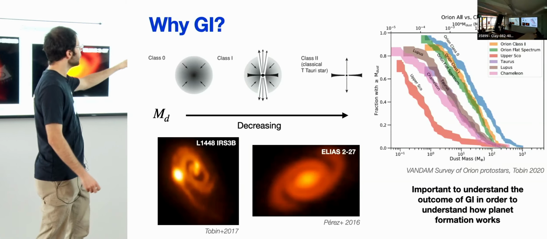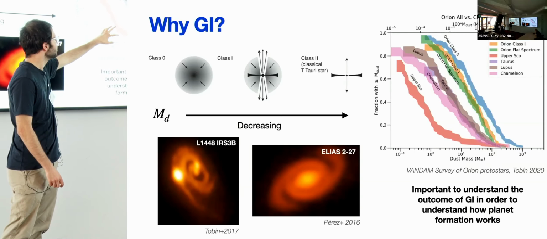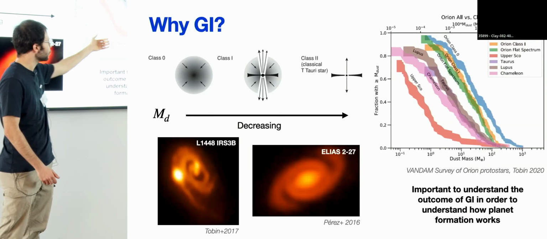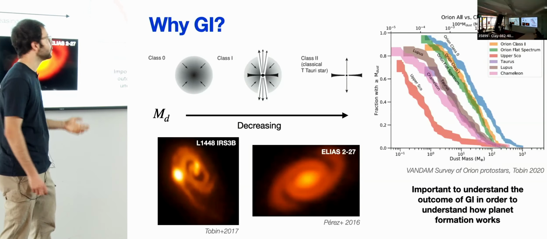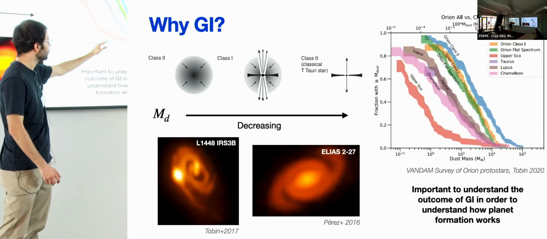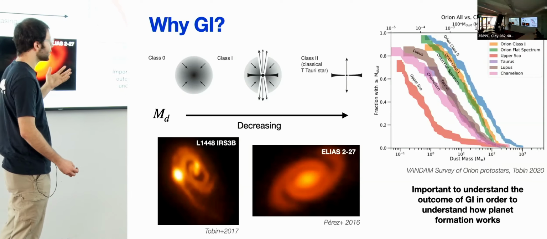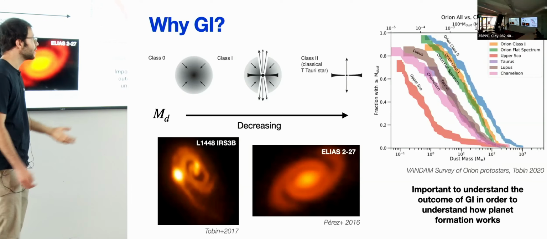If we consider evolved star-forming regions such as Upper Sco, Chamaeleon, Taurus, or Lupus, we see that the cumulative dust mass fraction is shifted towards lower values of dust mass. But when we look at young star-forming regions such as Orion, these functions are shifted towards high dust mass. So for young systems the disk mass is higher, and self-gravity and gravitational instability could be important.